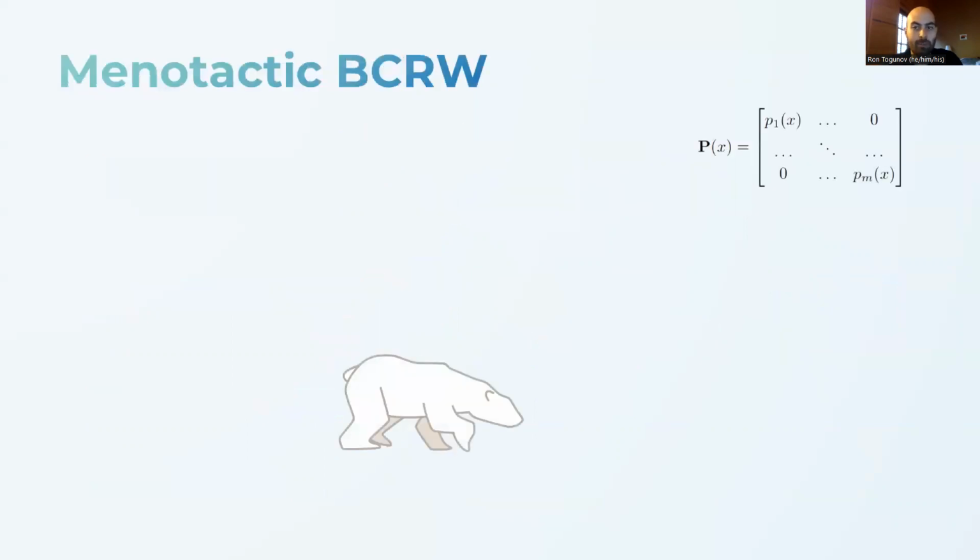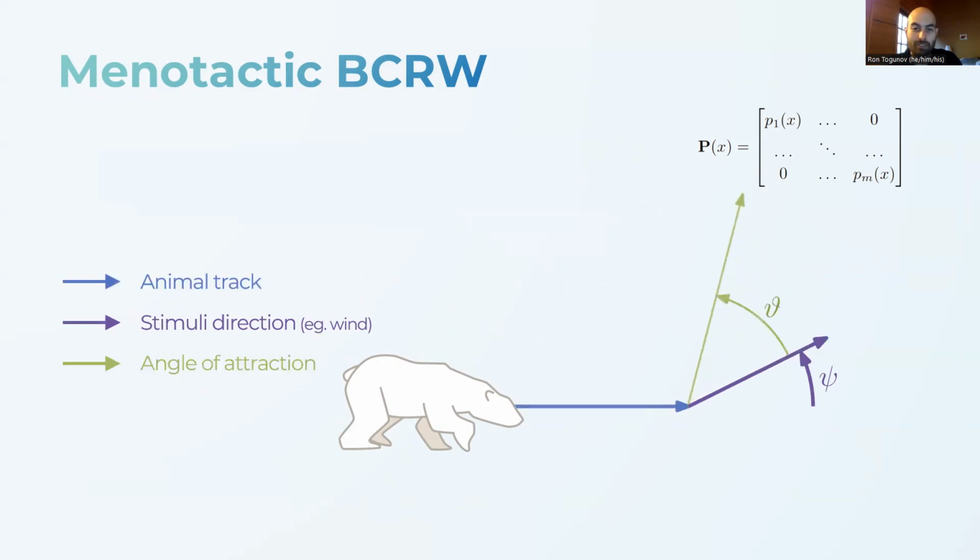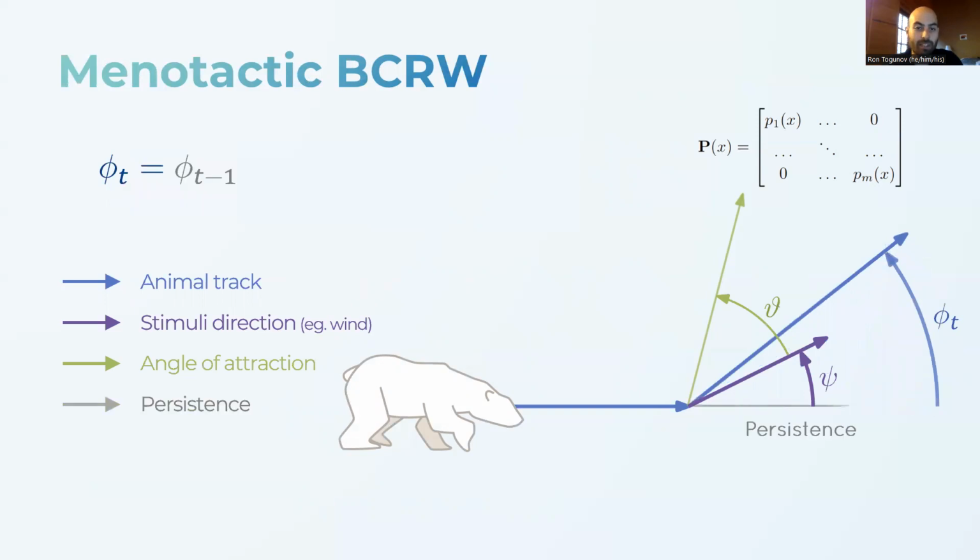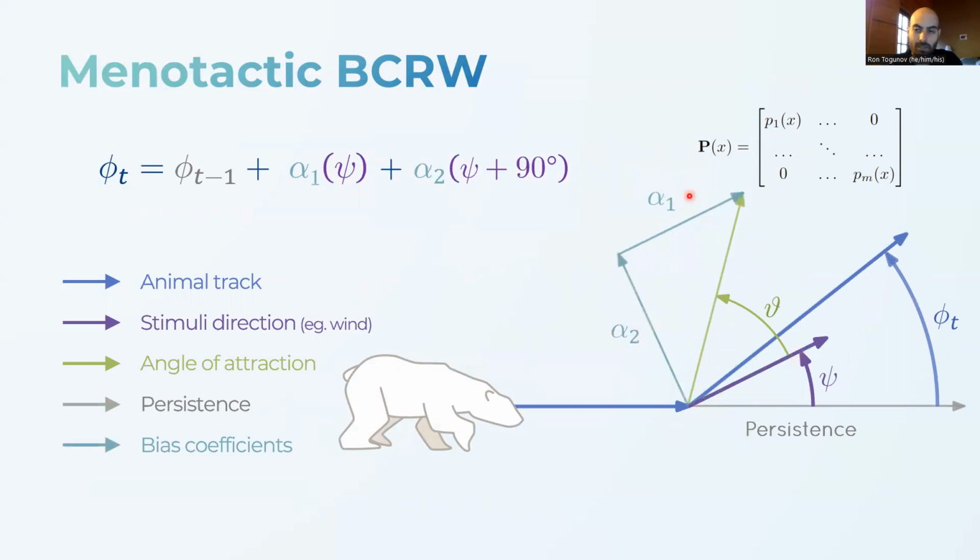Now, movement with an angled bias relative to external stimuli is defined as menotaxis. To model movement with an angle bias relative to an external factor, such as wind, I developed a menotactic bias correlated random walk. The model described turning angle as a trade-off between directional persistence, a bias parallel to the stimulus, and a bias perpendicular to the stimulus. This framework does not make any assumptions about the angle of the bias relative to the stimulus, and it can describe movement as purely autocorrelated, strictly biased, or as a trade-off between bias and correlated random walk.